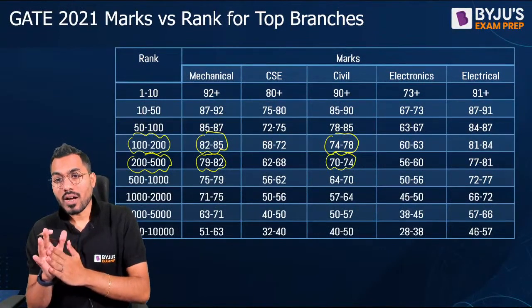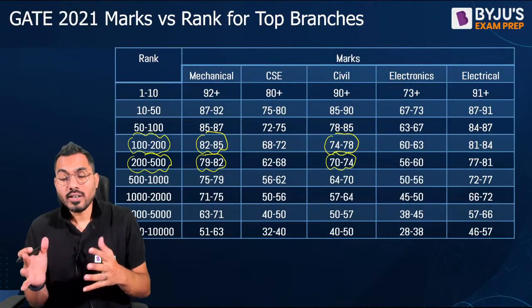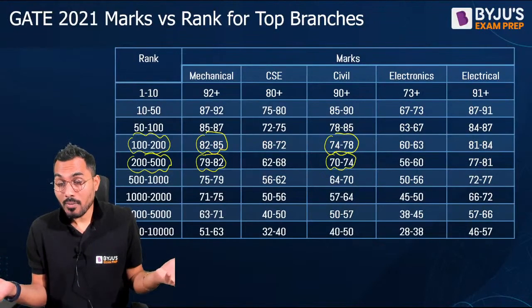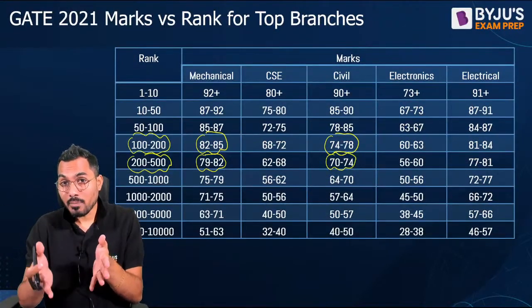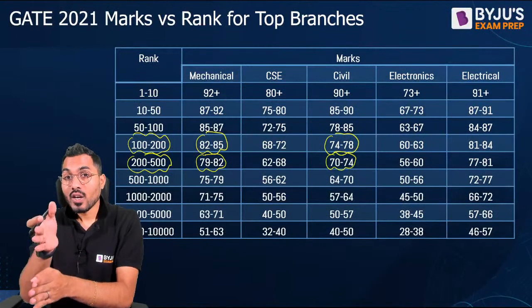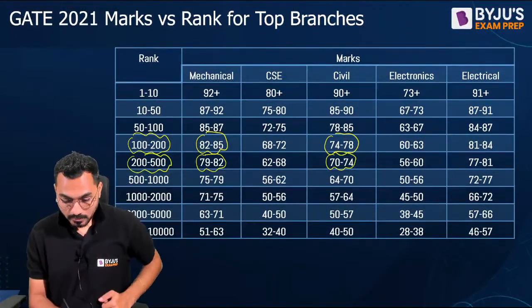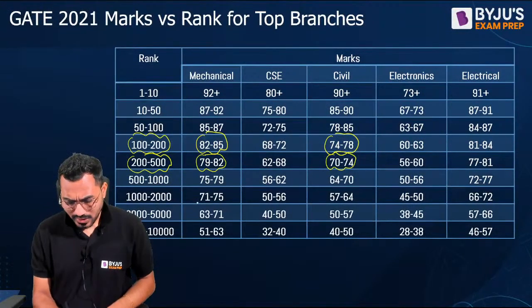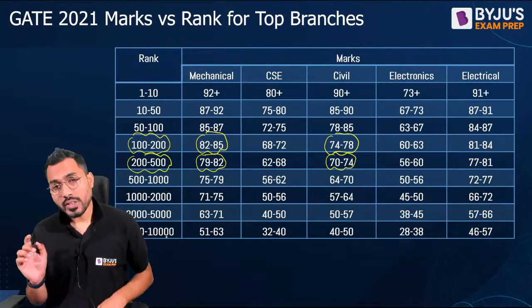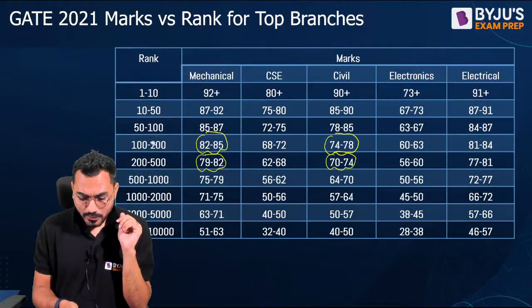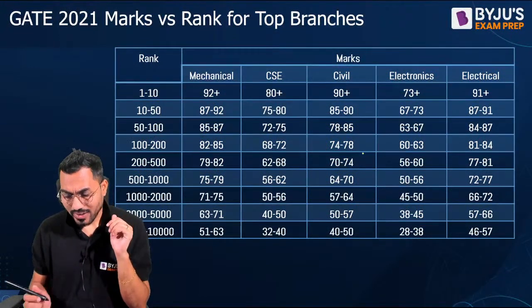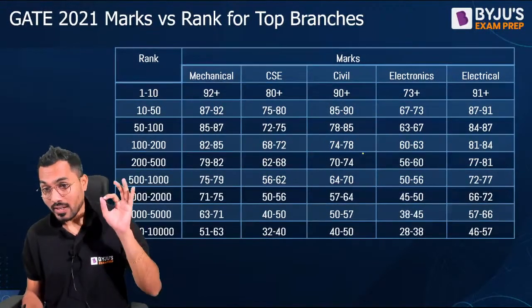What is the total marks in GATE, sir? Total marks is 100. Out of 100 we are speaking about. Out of 100 we have to score 80 plus. Then there is a chance that your rank will be below 100 or below 500. Now 500 to 1000, 1000 to 2000, 2000 to 5000, and 5000 to 10,000. This is how a rank comes into the picture. I hope you are understanding this rank drama for mechanical and civil engineering.